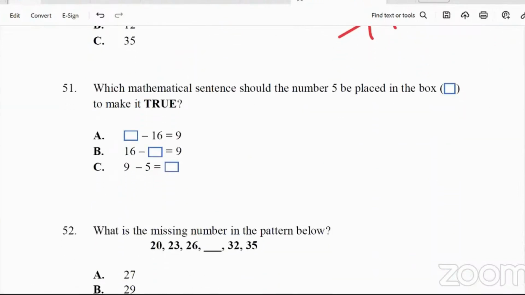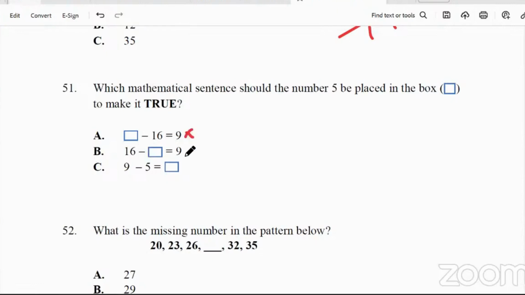All right, question 51. Which mathematical sentence should the number 5 be placed in the box to make it true? All right, so for this question, I think there was an error because when I did all the options, it could not be true if I put 5 in any of these boxes. Because if I put 5 minus 16, the answer is not 9. Okay, so this could not be correct.